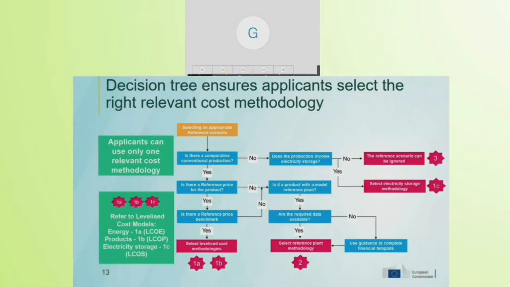If there is no reference price whatsoever, you ask the question, is there a product with a model reference plant? In other words, is this the benchmark plant for this type? Can you compare it for conventional production to that of your plant? And then, of course, you've got to ask, are the data available to support that? If that is the case, then the reference plant methodology would be used. If there are no data available, one has to use the guidance to complete the financial template to meet the data requirements for selecting the reference plant methodology.